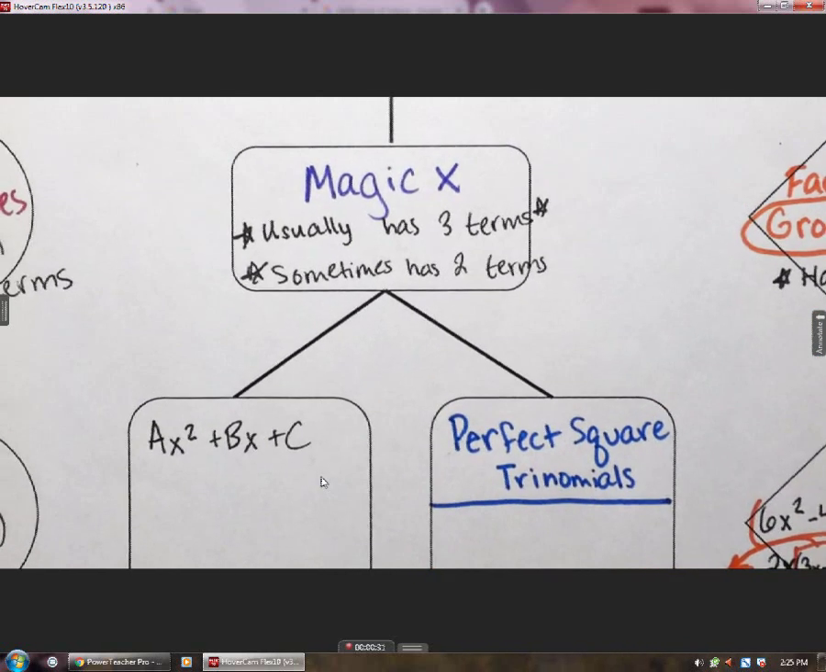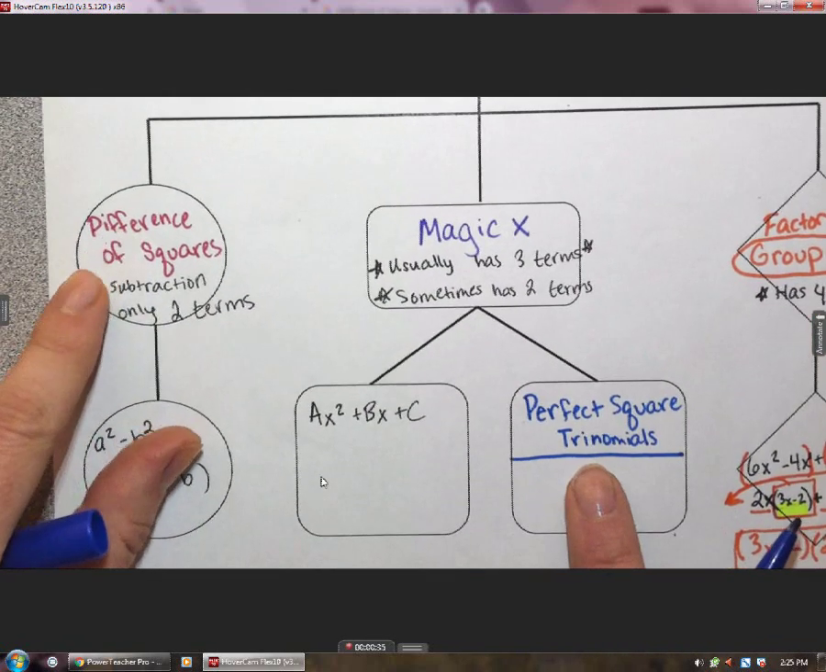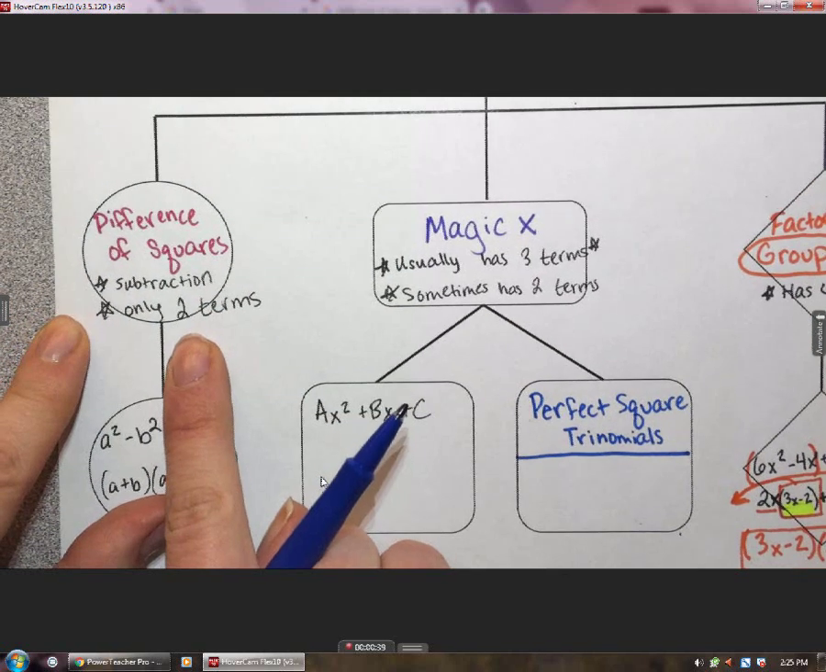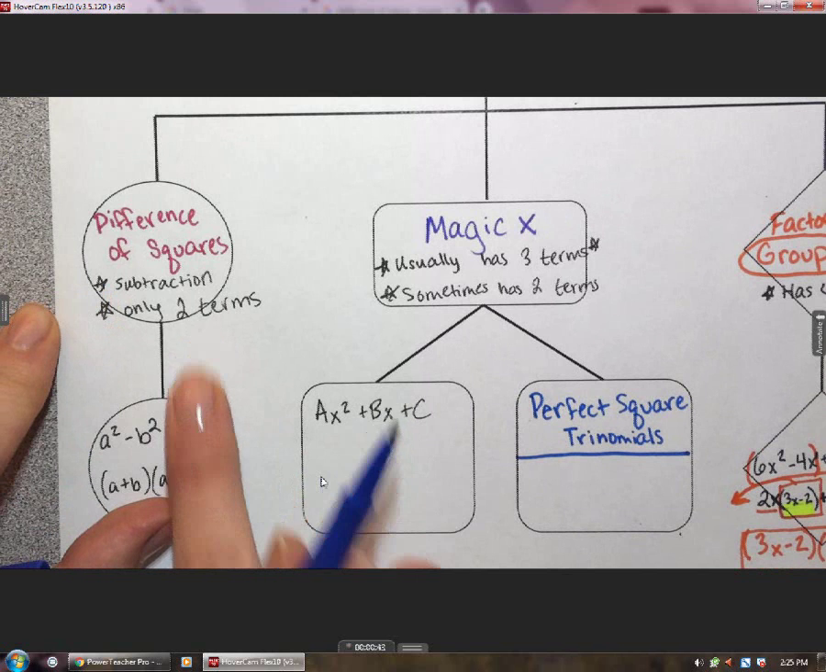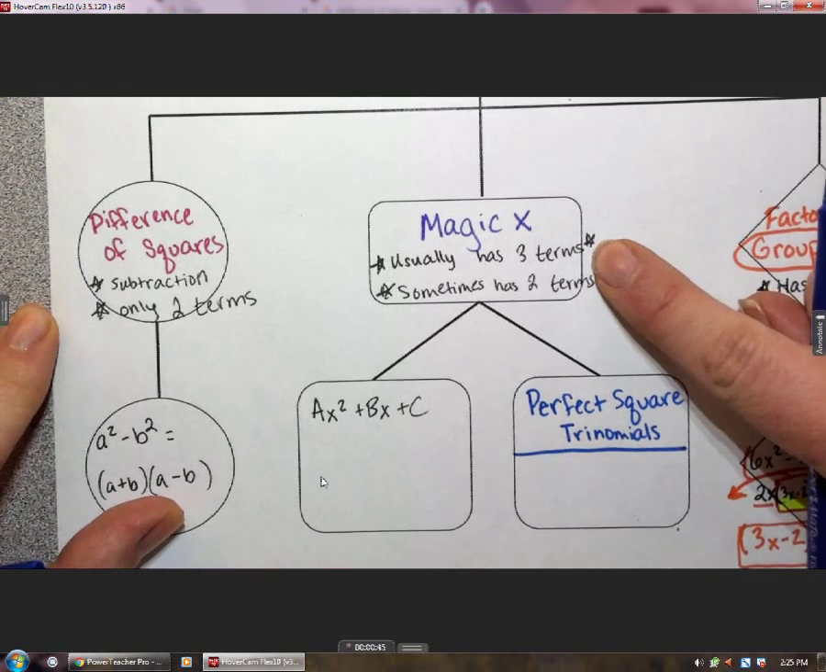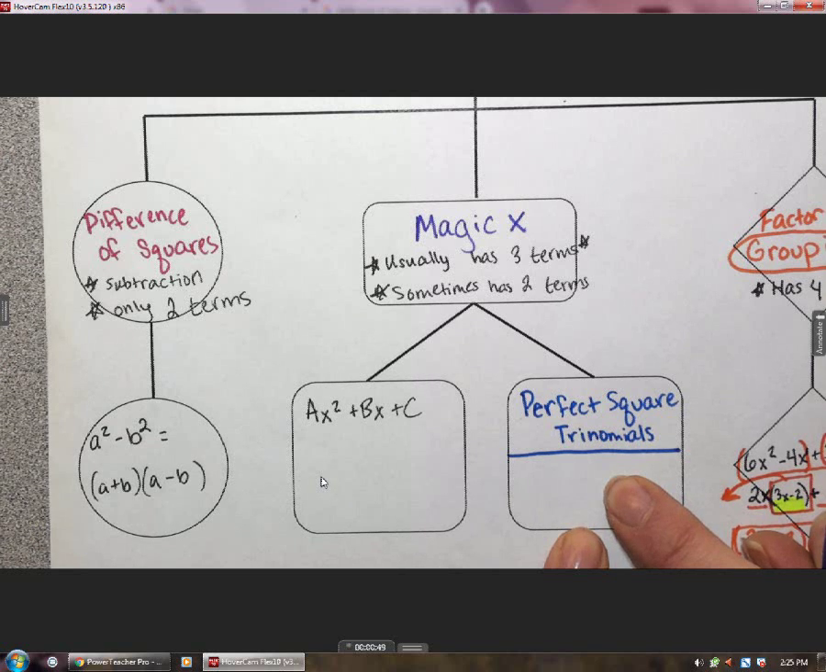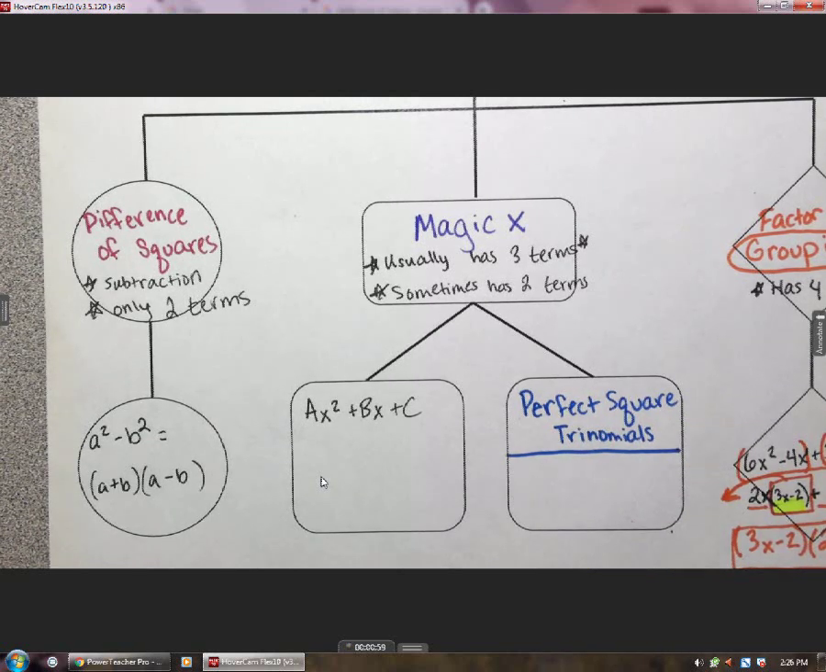It's different than the difference of squares. They both involve perfect squares, but difference of squares only had two terms. It always had subtraction. These ones usually have three terms. Technically, it's under the Magic X category because you can use Magic X for them also. But for the most part, there's another rule that's a little bit easier if you want to use it. If you just want to use Magic X, go for it.